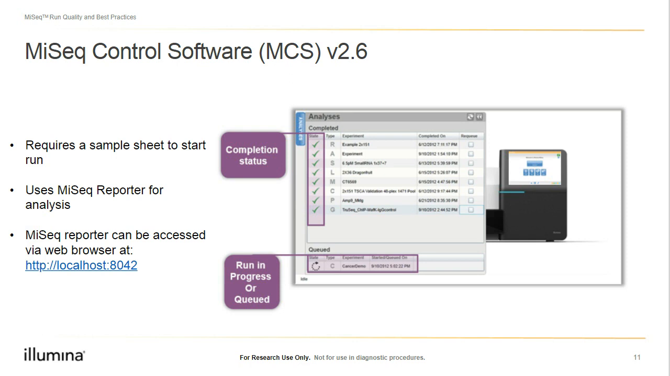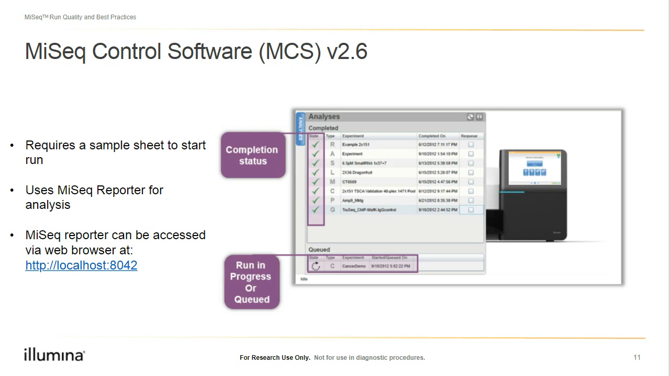This is common in facilities running clinical applications where software updates might be less common. This software does require a sample sheet to start a run and lacks options such as manual run setup. With MiSeq Control Software 2.6, sample sheets can be generated from templates or by the Illumina Experiment Manager software. It does have the option to perform automated secondary analysis using MiSeq Reporter, but please note that this is different from the Local Run Manager software we'll be discussing today.